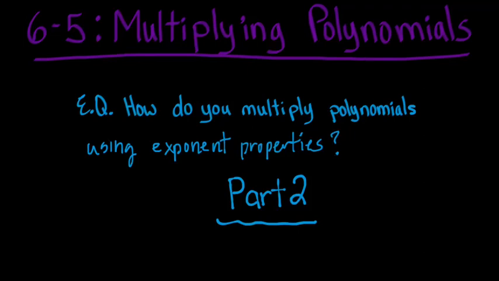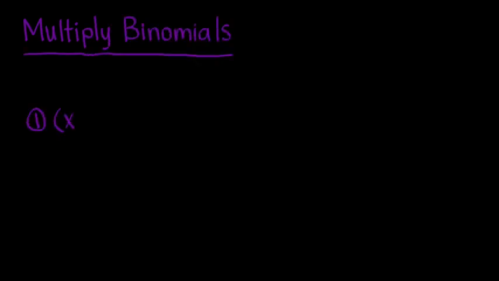Okay, my people, let's look at 6-5, part 2, multiplying polynomials. How do you multiply polynomials using our exponent rules or properties? So when you're multiplying polynomials, right, we're not multiplying monomials right now, but polynomials, we have to use a little bit more complicated system of distributing.